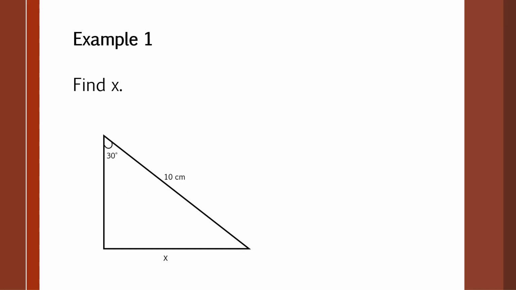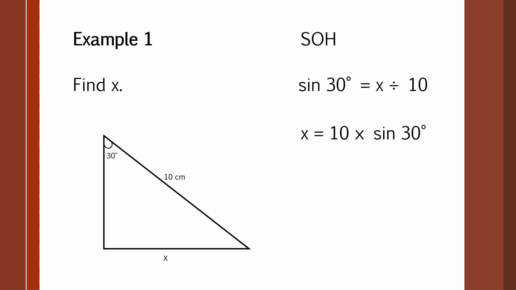Let's look at our first example. We need to find x. The angle is 30 degrees, the hypotenuse is 10 centimeters, and x is the opposite side. We have the opposite and the hypotenuse, so we use SOH. Sine 30 degrees equals x divided by 10. Rearranging the equation, x equals 10 times sine 30 degrees. Using a calculator, x equals 5 centimeters.